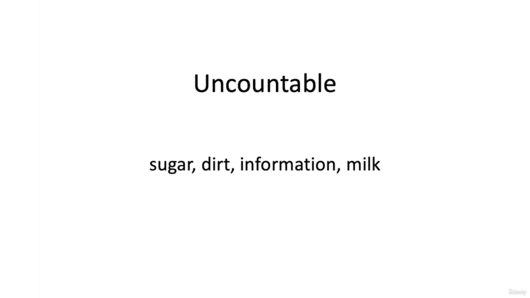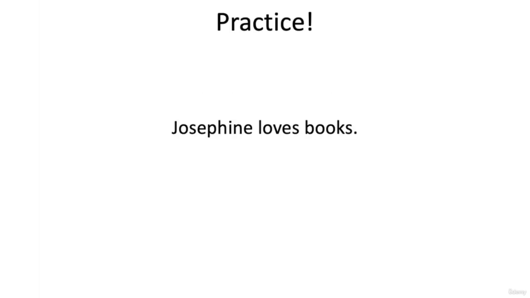Now, if countable nouns can be counted, then uncountable nouns cannot. They only have a singular form. You never add an S to them. For example, sugar, dirt, information, milk. Well done. Now let's practice. Can you find and identify the type of nouns in these sentences?